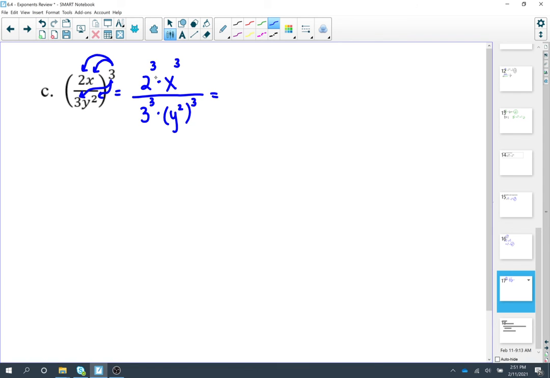Now we're going to simplify. 2 to the 3rd power is 2 times 2 times 2, which is 8. X to the 3rd power we can't simplify. 3 to the 3rd power, 3 times 3 times 3 is 27. And then y squared to the 3rd, keep in mind you're going to multiply, so y to the 6th, and you're done.